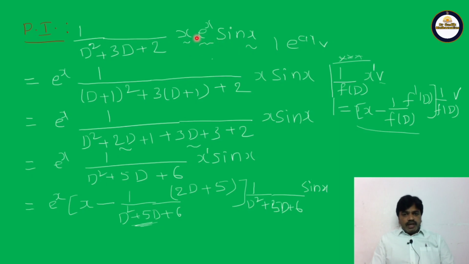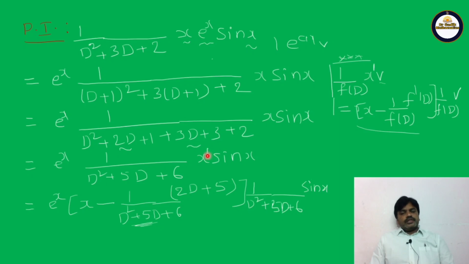I mainly observe here e power x, friends. So it is like e power ax into v, so it is case 4. So I write here e power x on the left hand side, and then replace d by d plus 1, friends. So d plus 1 whole square plus 3 into d plus 1 plus 2, into x sin x. I simplify it, then I get here e power x 1 by d square plus 5d plus 6 into x sin x. What I mainly observe here is that the x degree is 1.